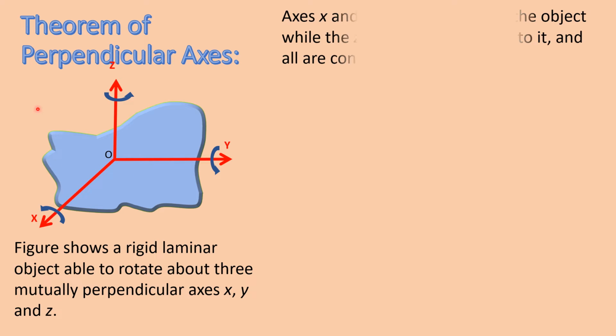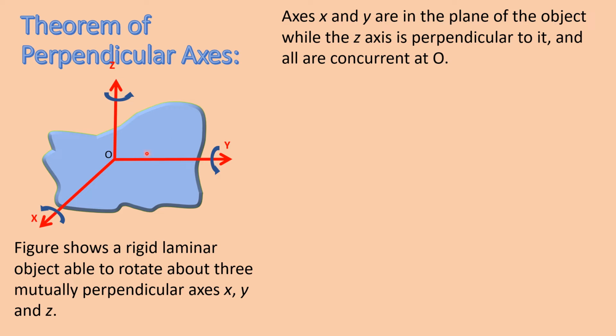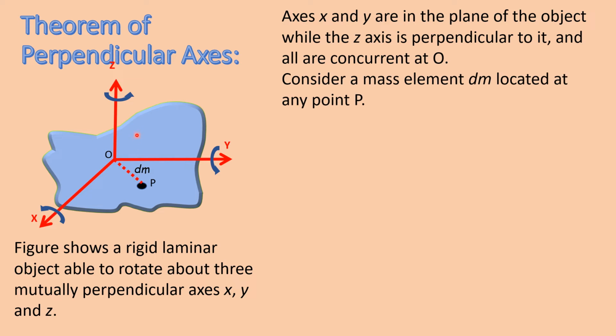Let us prove the theorem of perpendicular axis. So consider a rigid laminar object of any shape which is able to rotate about three mutually perpendicular axes x, y and z. The axes x and y are in the plane of the object while the z-axis is perpendicular to it, and all the axes are concurrent at point O.